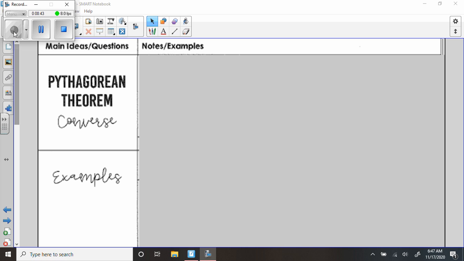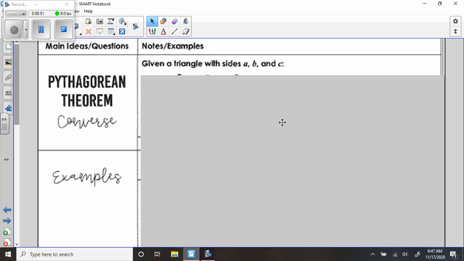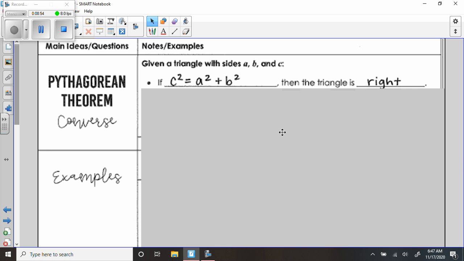All right, on to the second page, Pythagorean theorem converse. So what this does is, let's remind you of the Pythagorean theorem. So a squared plus b squared equals c squared gives us a right triangle. So what they notice is that if we don't have a squared plus b squared equals c squared, we actually can compare the a squared and b squared to c squared and determine if it's acute or obtuse triangle.